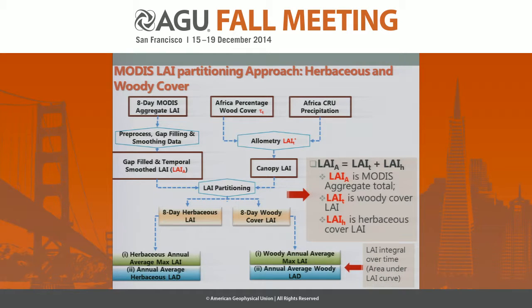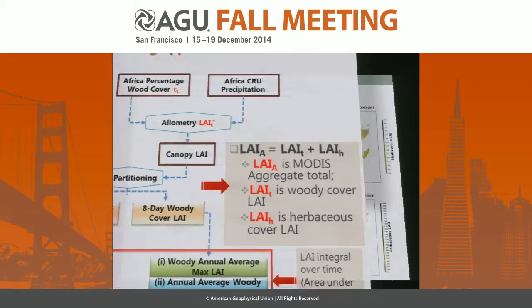And these two are the ones that I'm using to get the herbaceous annual average maximum leaf area index and wood components, as well as annual average herbaceous leaf area duration, which is basically LAI over time, LAI days over time. And we were doing that by computing the area under the LAI curve. So these are the ones that I will use in my next analysis.